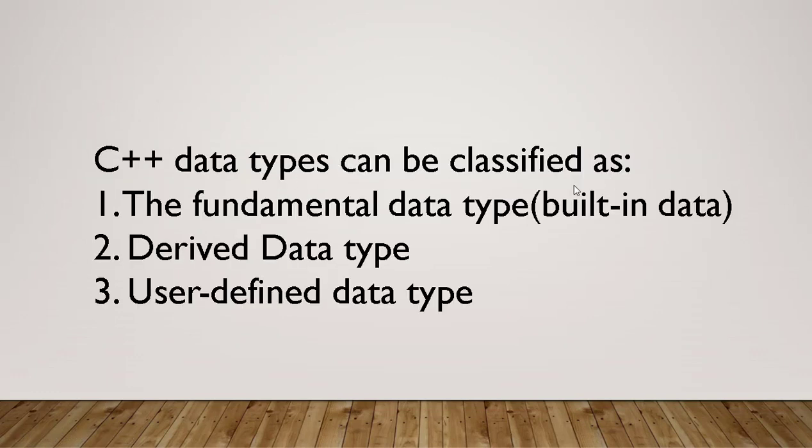C++ data types can be classified as fundamental data types, that is built-in data types, derived data types and user-defined data types. This is the main classification of the data types. So there are three different types: the fundamental data type, derived data type and user-defined data type.